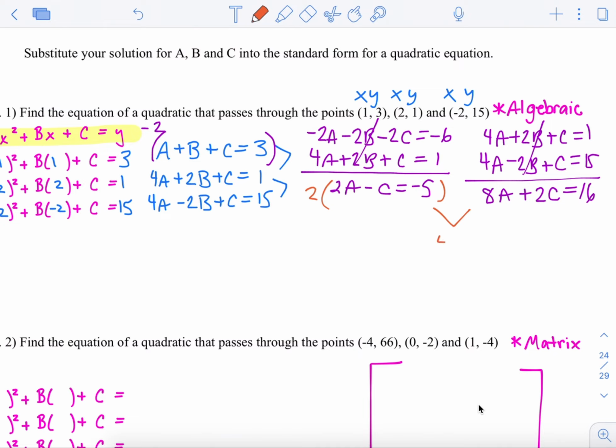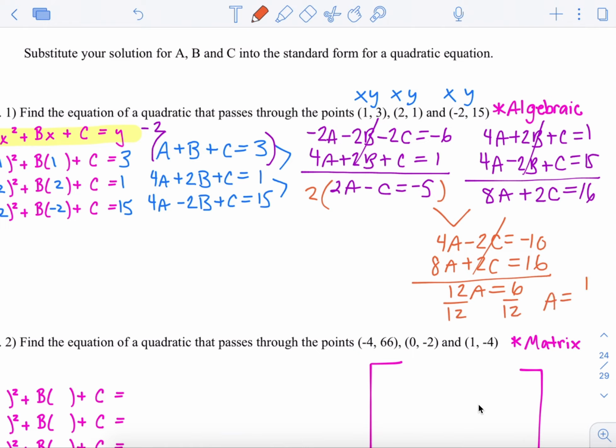So we're going to go 4a minus 2c equals negative 10. Keeping the other one, so 8a plus 2c equals 16. When my c's cancel out, it makes it really easy to get a. So 12a equals 6. Divide by 12. I have my first answer. My a is 1/2. Not a beautiful answer, but it could be worse.